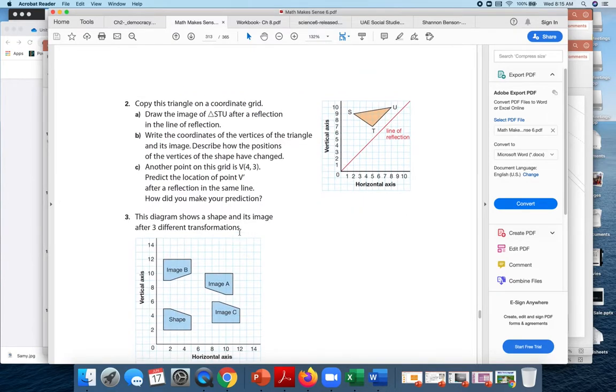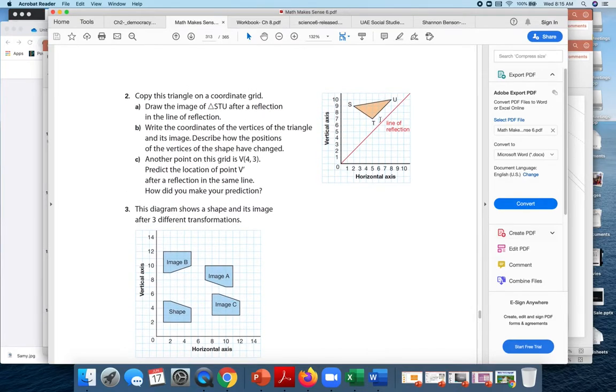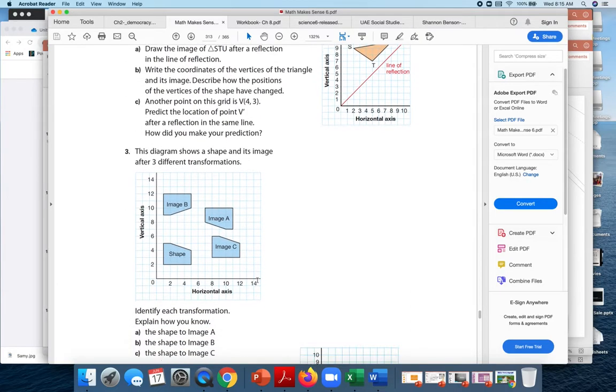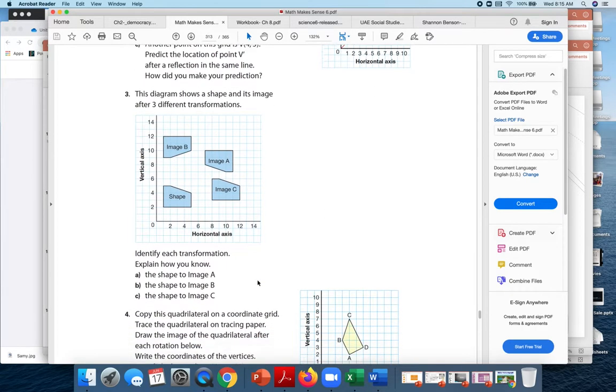The next one is this one. This one is way trickier. This is going to require definitely some mental gymnastics. Copy this, and then you have to perform, I think, the reflection. Fun times.